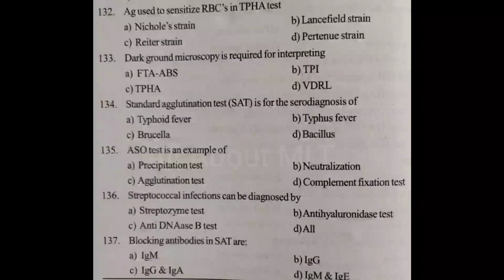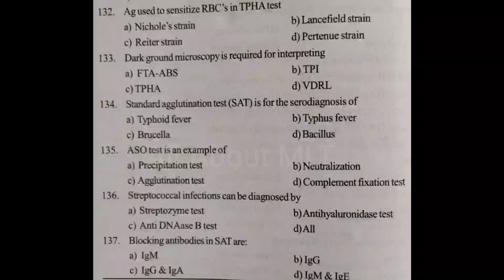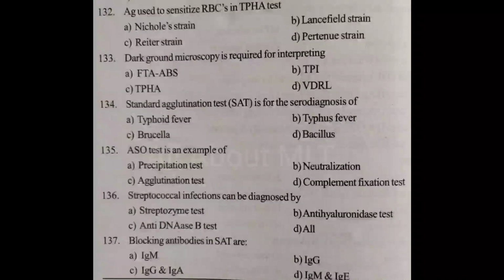ASO test is an example of option A, precipitation test, option B, neutralization, option C, agglutination test, option D, complement fixation test. Answer is option B, neutralization.